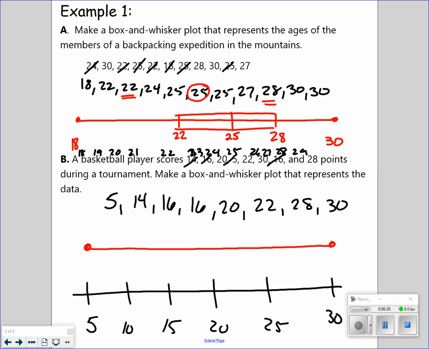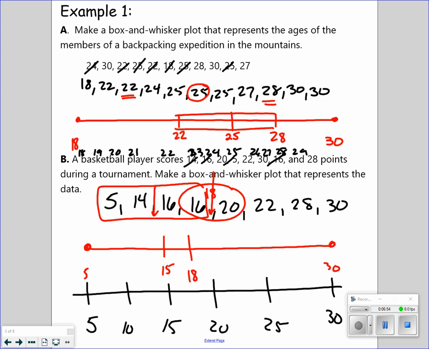Okay, find the median. There's 8 numbers, so I want the number in the middle, so in between those two. So the median for this particular data set is 18. So I'm going to put a dot here at 18. So here's 5, here's 30. Next, I want the median of just the lower half. So the median of the lower half is at 15. So again, I'm going to put a dot.